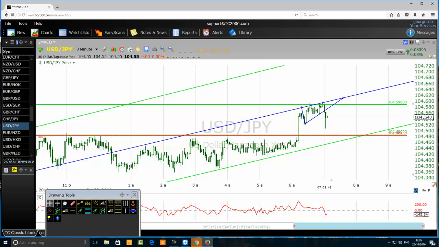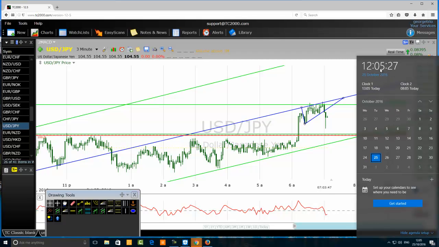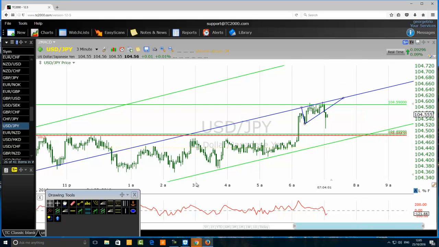The time in London, by the way, I did not show you the time. The time in London is now 5 minutes past 12 p.m. on the 25th of October 2016. Live day trading using a Fibonacci butterfly pattern.